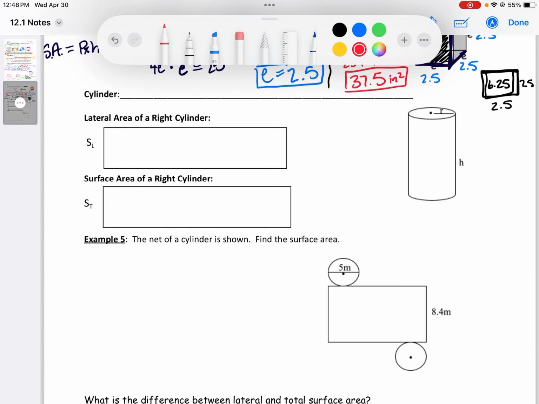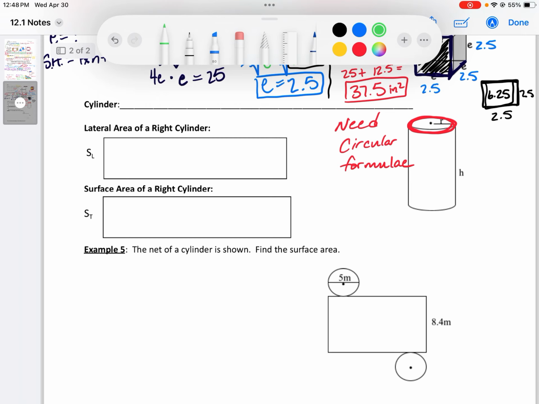All right, moving on to our last little section. Cylinders. Cylinders are really similar, but their bases are circles. So we're going to need circle or circular formulas.